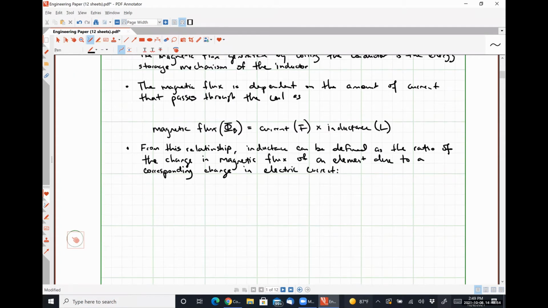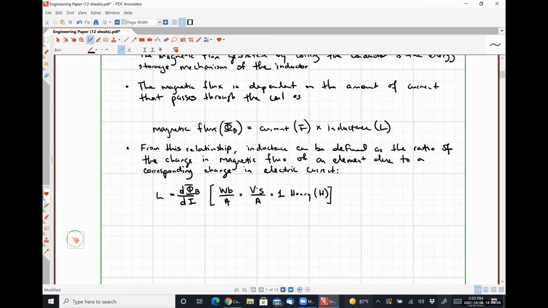So we can say that L is defined as really the change in flux due to the change in current. So our units will be Webers, which is the unit of magnetic flux. I know you guys don't have the foggiest clue what that is, per amp, which is identical to a volt second per ampere, or 1 Henry. Henry is the classical unit of inductance.